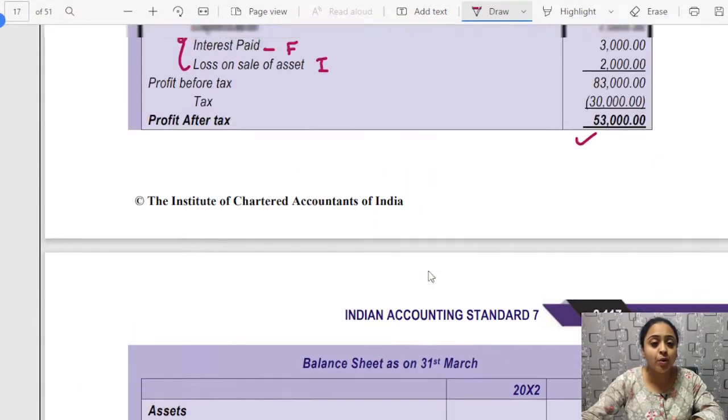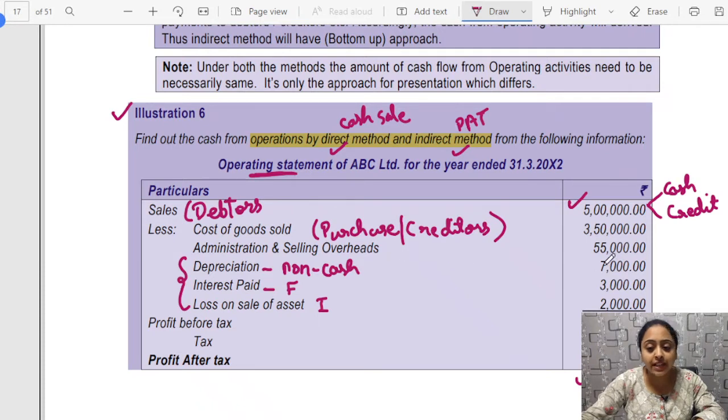If we talk about the third point, administration and selling overheads, it is 55,000.